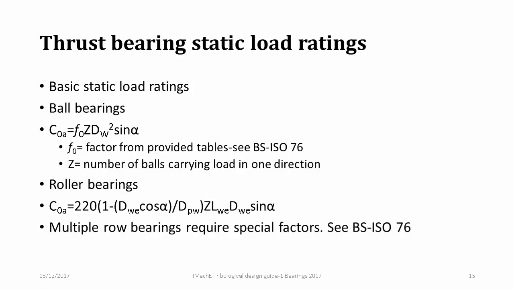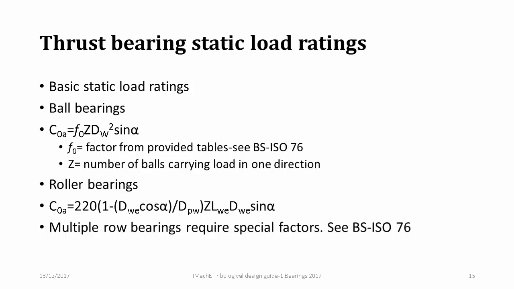Number of rolling elements, the rolling element diameter to the power of 2 multiplied by the sine of the contact angle. You'll note there that I've written that Z is the number of balls carrying load in one direction. There are a number of designs of thrust bearing where there are 2 rows, but of course in the case of a thrust bearing only 1 row is active at any one time, and their capacities therefore have to be calculated separately.